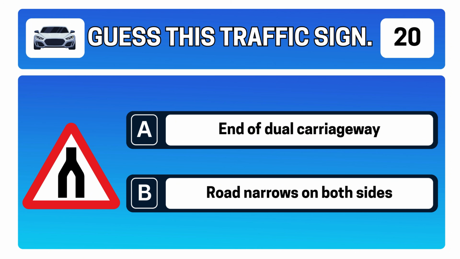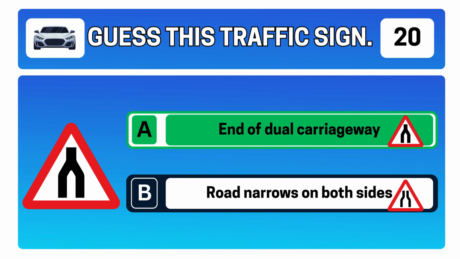Guess this traffic sign. A. End of dual carriageway. B. Road narrows on both sides. Excellent. This sign marks an end of dual carriageway.